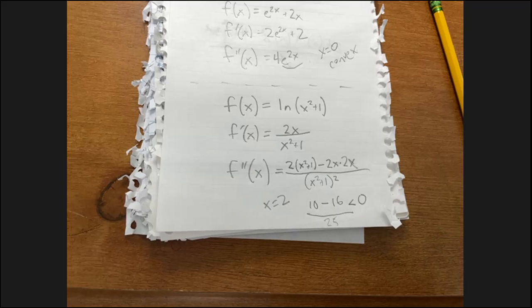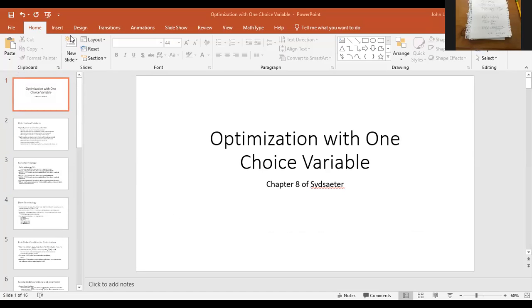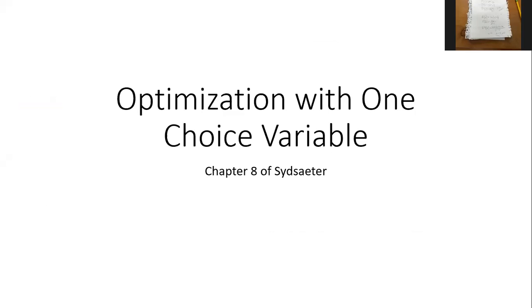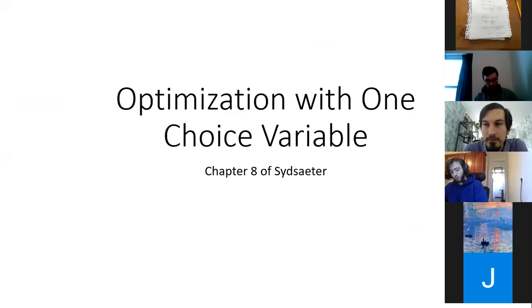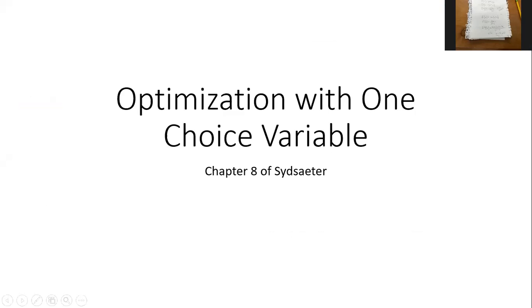You guys have any questions about that? I think we're ready to talk about optimization with one choice variable. This doesn't look quite right. Okay, so chapter 8 of the Sydsaeter textbook. Am I still spotlighting? I'm not, right? How about that? Is that better? I just want you to be able to see my PowerPoint slides right now.